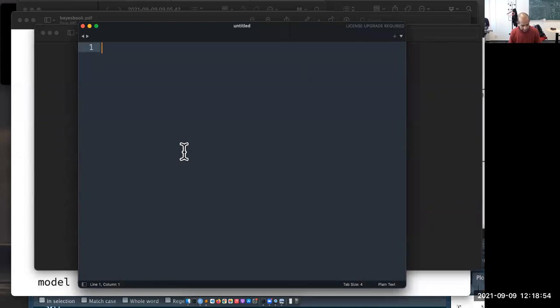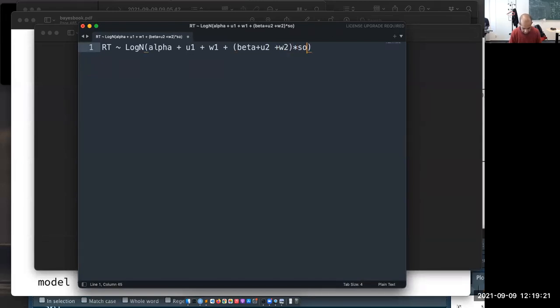So, my model is like this. The model says that my reading times RT are coming from a log normal distribution with some alpha parameter, then some intercept adjustment for subjects, and slope adjustment for subjects, and then I've got my beta parameter, with u2 and w2 for items, multiplied with the predictor, and then the residual standard deviation is sigma, etc., right?